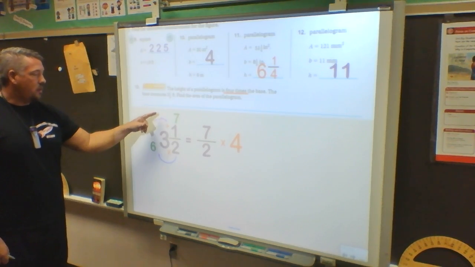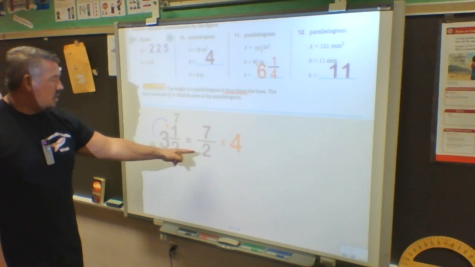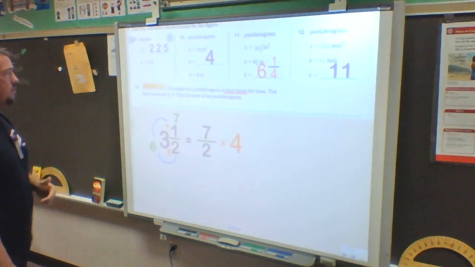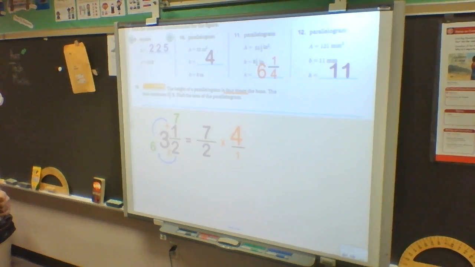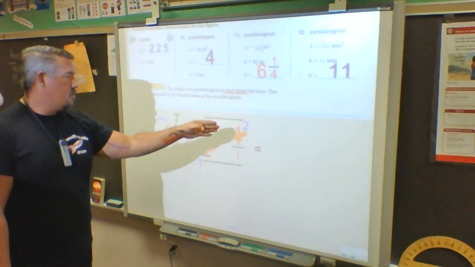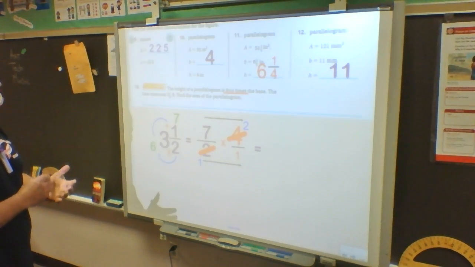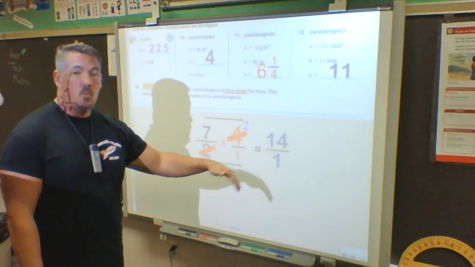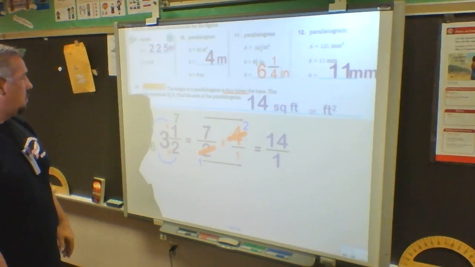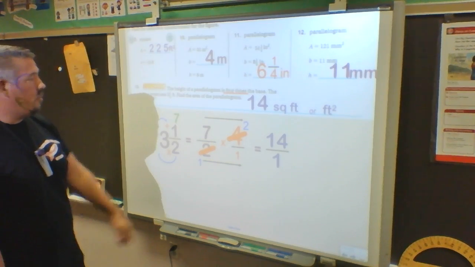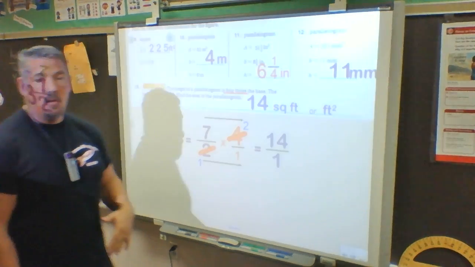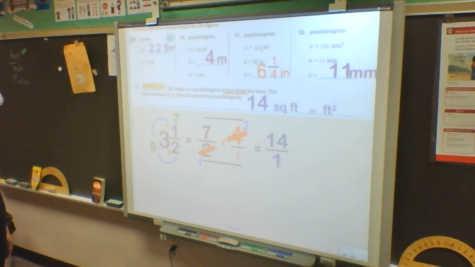3 times 2 is 6, plus 1 is 7. Keep my denominator, so now I have 7 halves times 4, or 7 halves times 4 over 1. Cross reduce when I can, so 2 goes into 2 once, 2 goes into 4 twice. I'm left with 7 times 2, 1 times 1. So I know I'm going to have 14 over 1, which is just 14. So I know my answer for my area is going to be 14 square feet. Or if you want to write it like I do with the exponent of 2, that works as well.